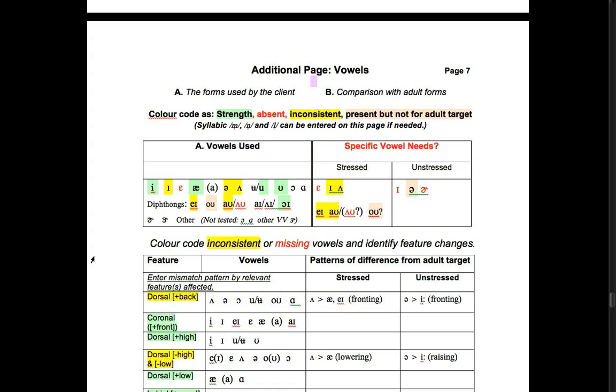Page 7 allows us to analyze vowels. It is optional, but you may want to complete it if you've determined that you want to take a closer look at the child's vowel system and syllable timing, as well as develop specific vowel targets for intervention. We're examining Craig's vowels as an example. His vowel match was relatively low, with only 56% match.